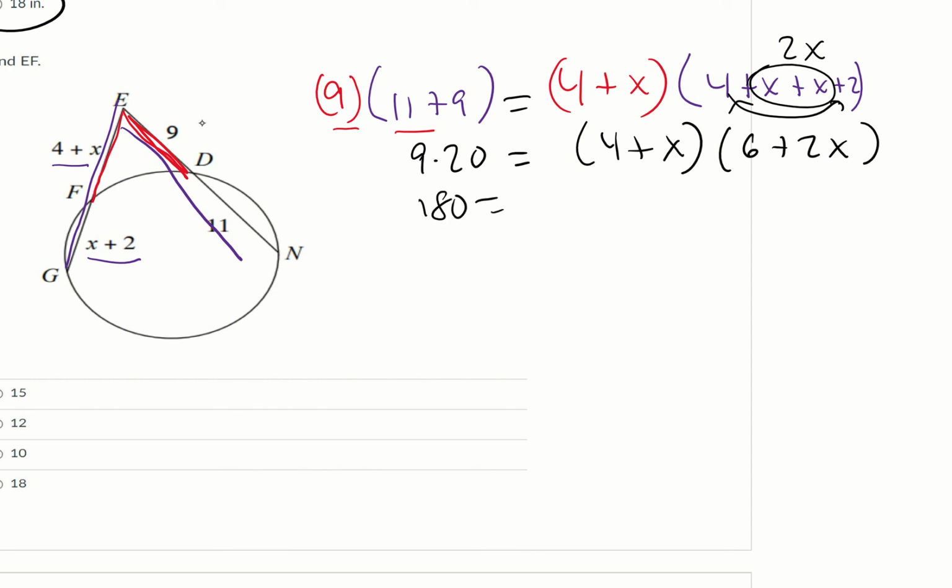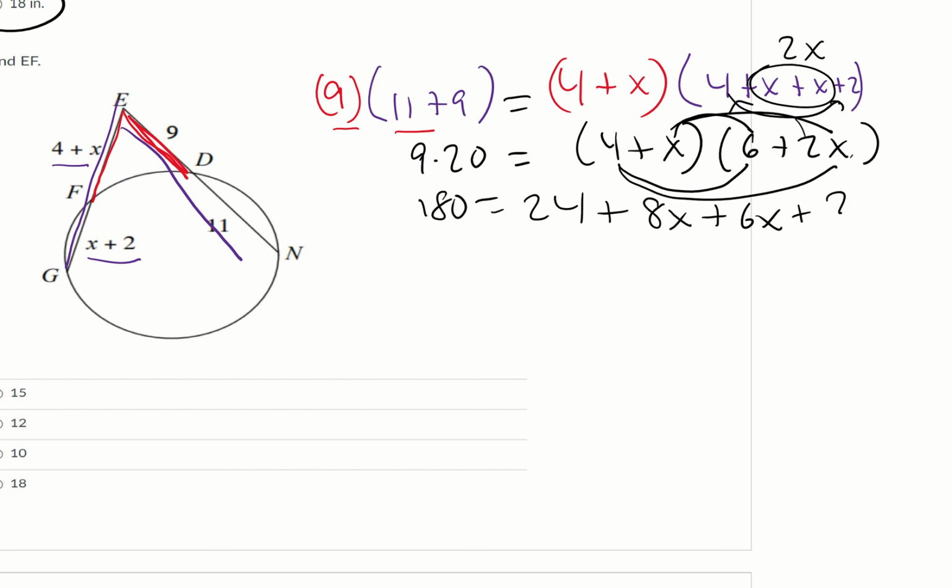This is going to be 180, 9 times 20. Now for this, you got to FOIL, so you got to distribute from there and there. So 4 times 6 is 24. 4 times 2x is 8x. Then you got to distribute this to the other side. X times 6 is 6x, and x times 2x is 2x squared.